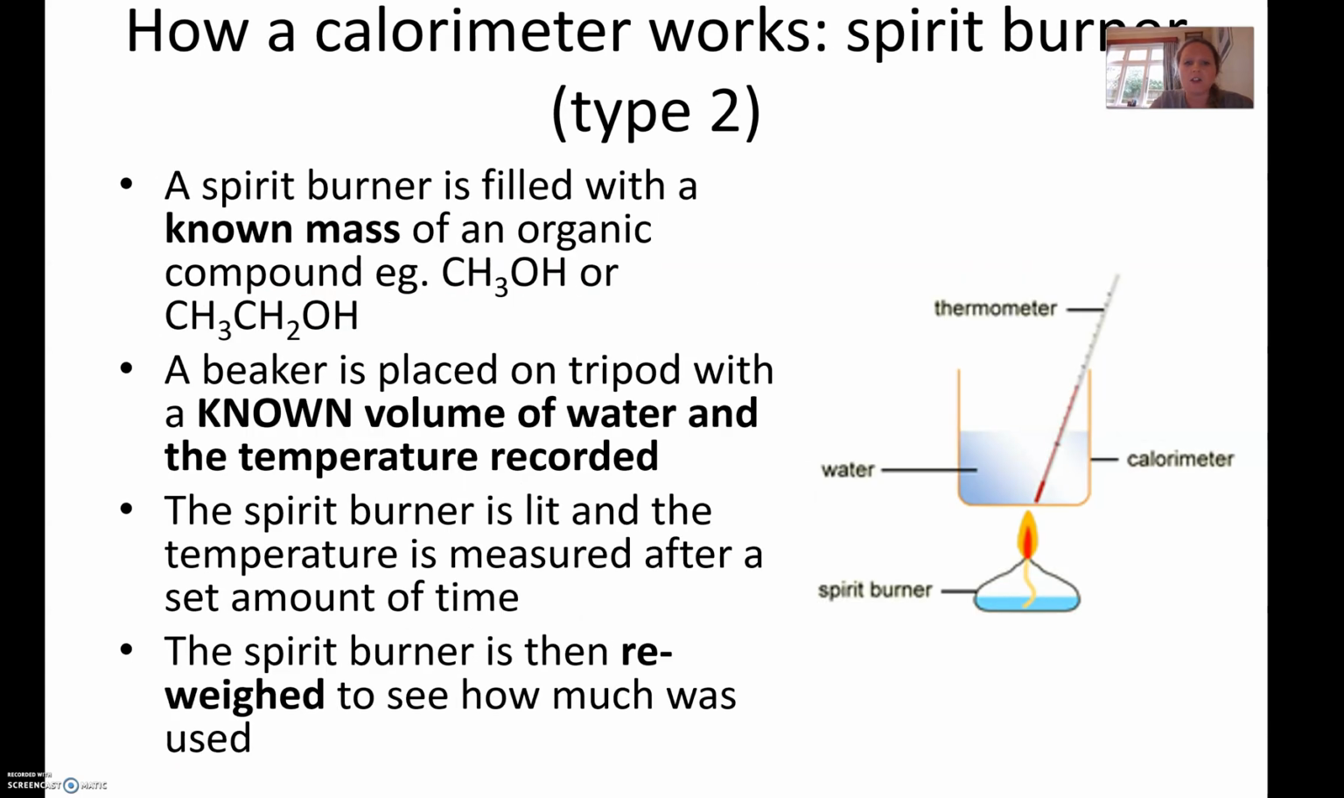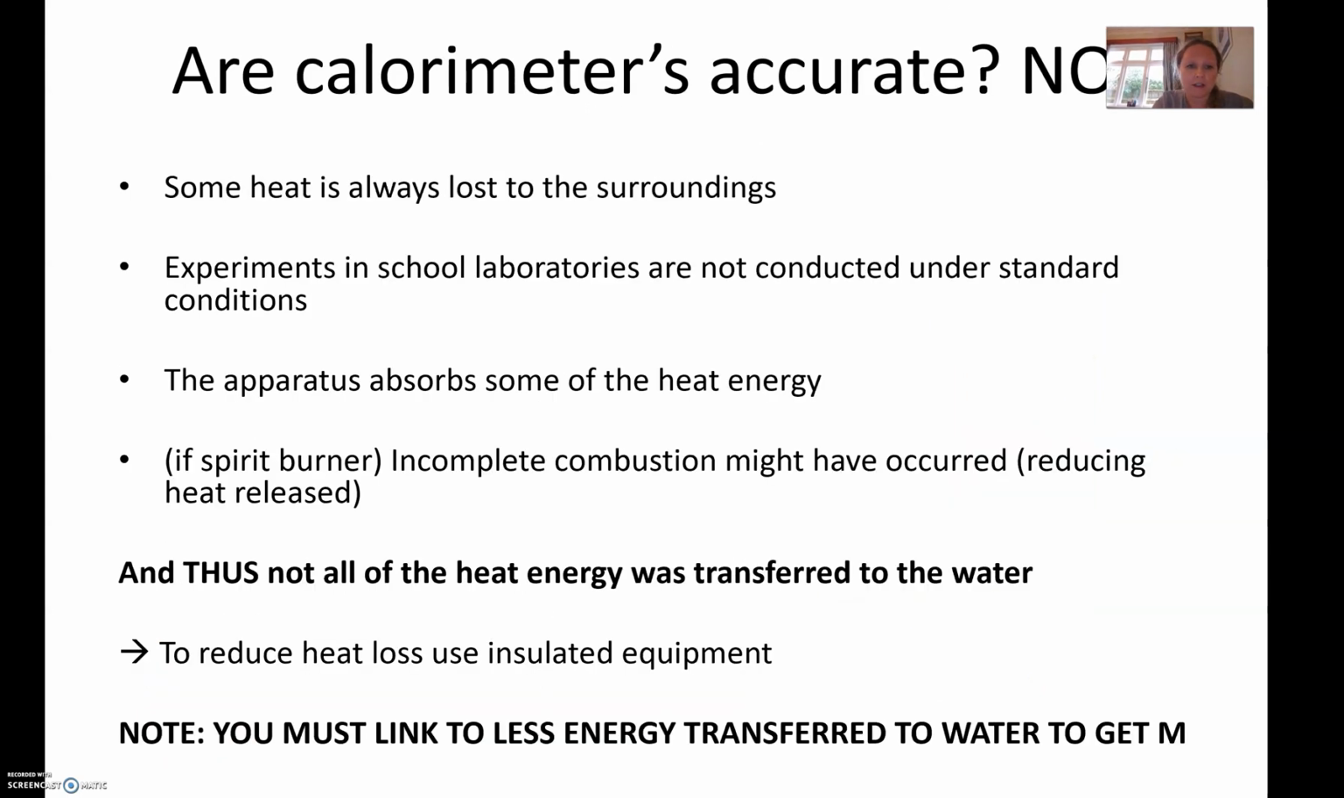So type 2 is that spirit burner, what we spoke about before, where you have a known volume of water and you weigh the spirit burner before and after. Okay, and you measure the temperature, obviously, before and after.